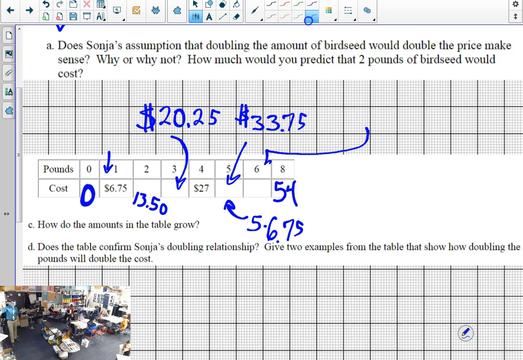And 6 pounds. For some reason, they skipped 7. 40 and 50 cents.